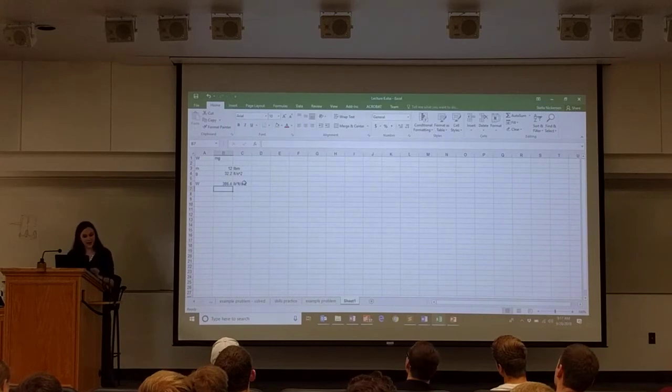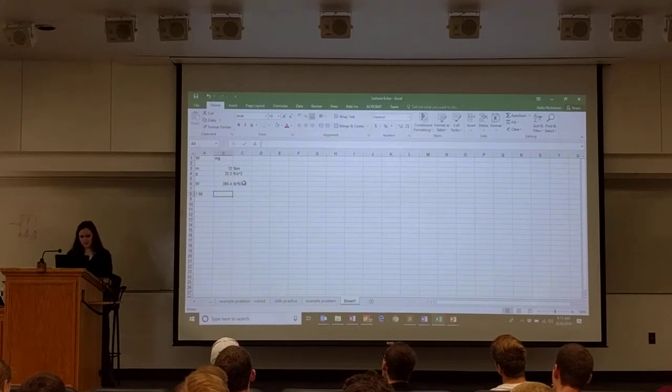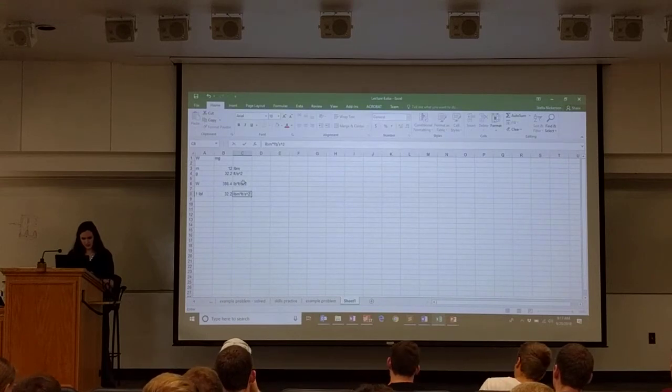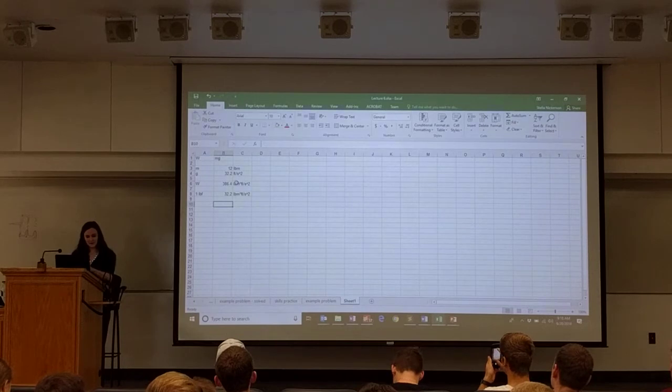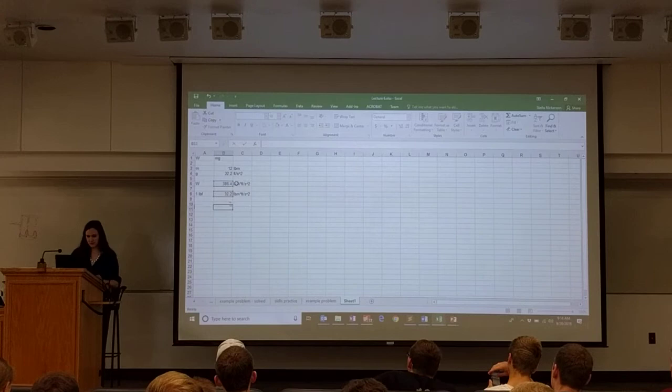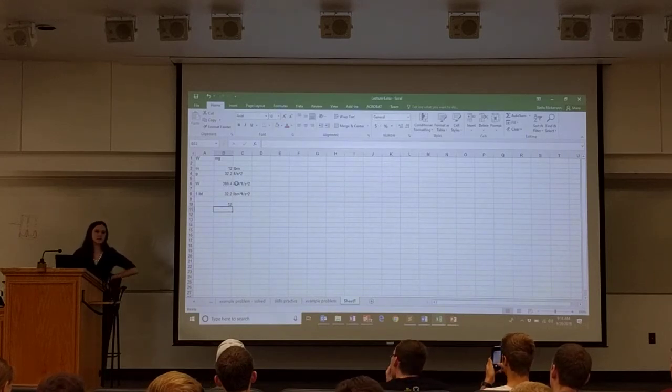Okay? So to get to pound force, we're going to use our conversion factor, which is that 1 pound force is equal to 32.2 pound mass feet per second squared. You should already be seeing what's going to happen. Okay, so we have pound mass feet per second squared. We're going to have to divide it by the conversion factor to get our pounds force.